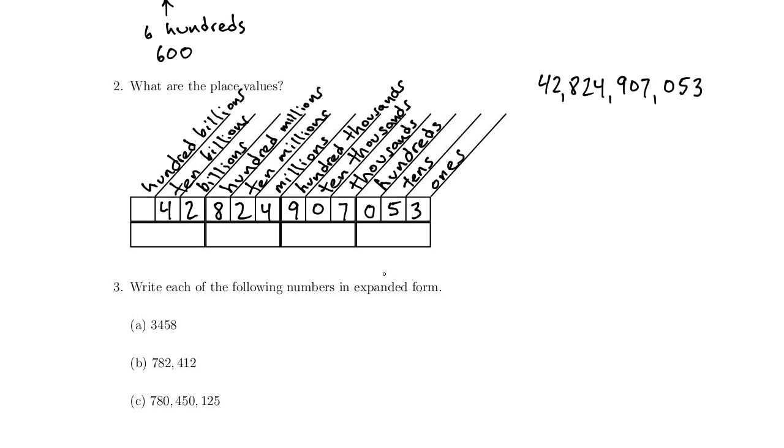period. So this first period is called the ones. The second one is the thousands. The third one here is the millions. And this last one is the billions.